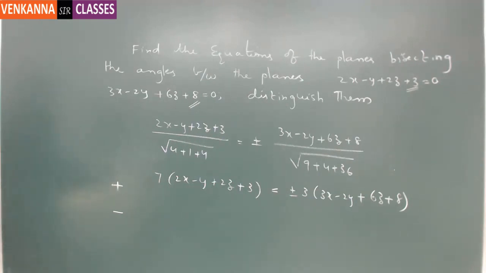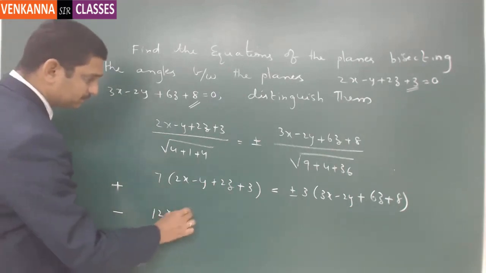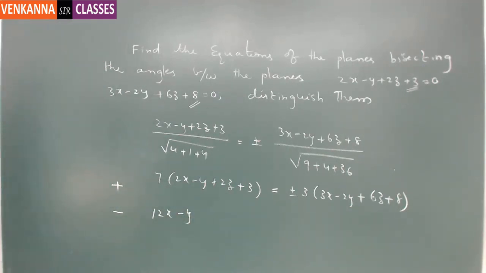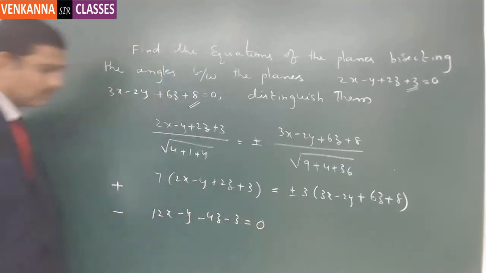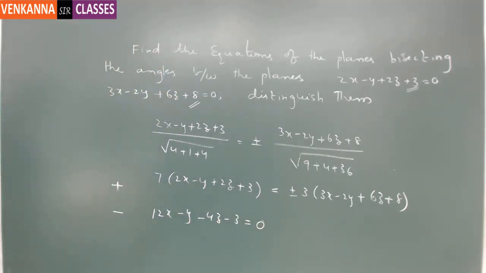So if you apply those signs, you are going to get one plane equation as 12x minus y minus 4z minus 3 equal to 0. That is one plane equation. And also you can find the other plane equation. So do you accept that?